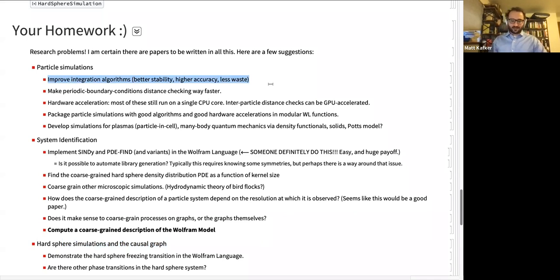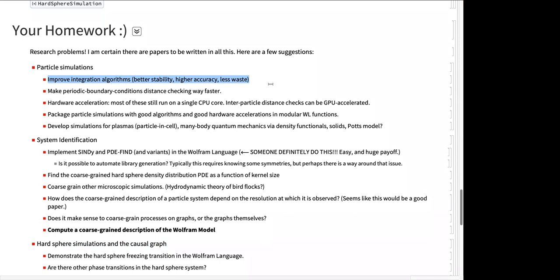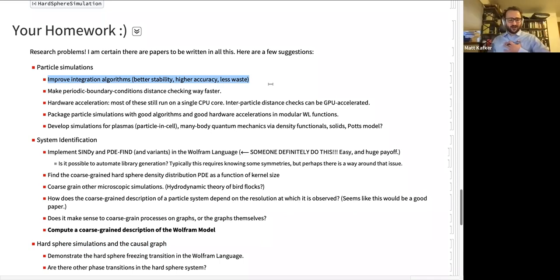I agree with you. Let's make that better. More stable, higher accuracy, less wasteful. These are all really good things to do. And hardware acceleration, sort of related to this, like, these are not hardware accelerated at all.